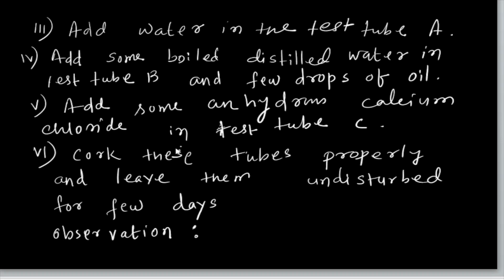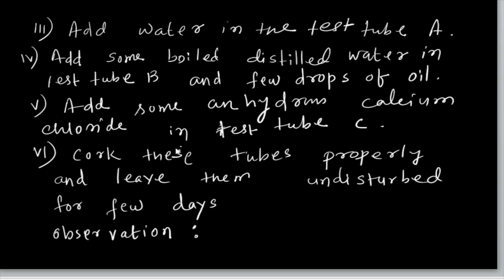Third is test tube C. Then add some anhydrous calcium chloride. What is anhydrous? There is no water in the calcium chloride. No water molecule in the calcium chloride. That is called anhydrous. That you will put in test tube C.